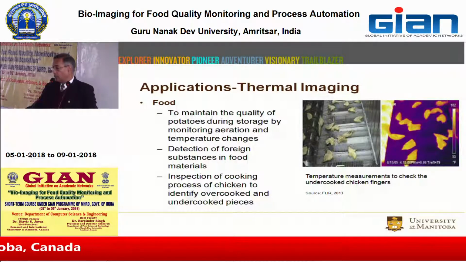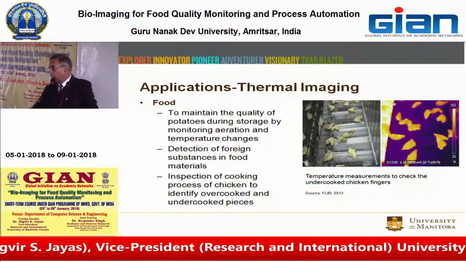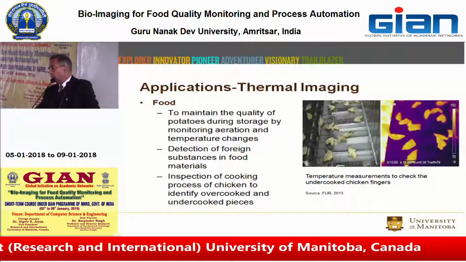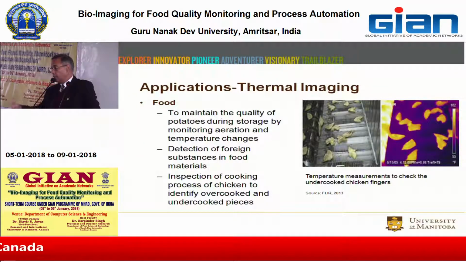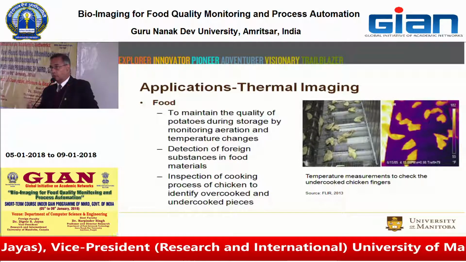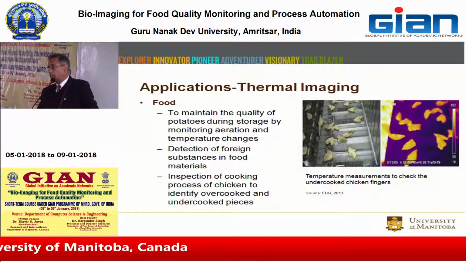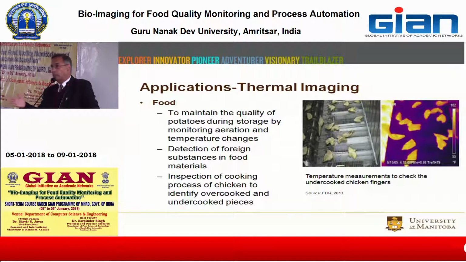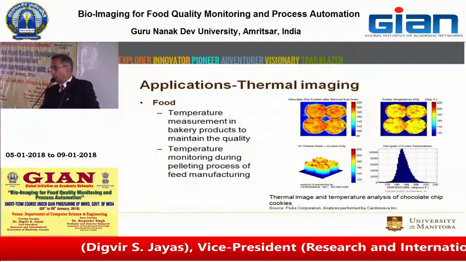Detection of foreign substances in food materials, or inspection of the cooking process for chicken, identifying overcooked or undercooked chicken. The example given there is the processing of chicken fingers, where the temperature measurement is checked to look for undercooked chicken fingers, and it will be able to detect those. The image on the right-hand side is the thermal camera image, and the one on the left-hand side is what you would take with a normal camera, or how the processing line would look.